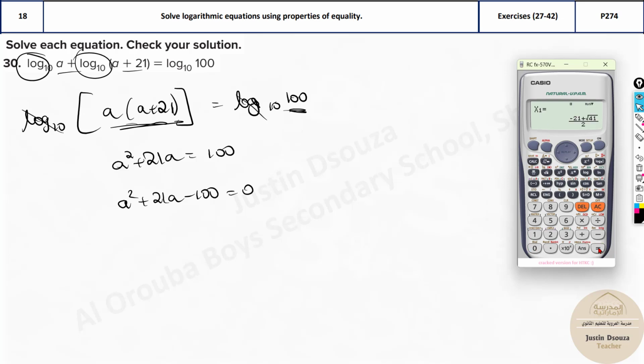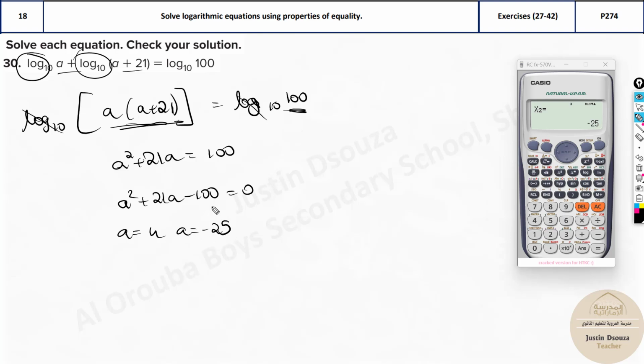Now, where did I do something wrong? Oh, I have written the equation wrong. See, it's 121, minus 100. That's my mistake. What's the answer? 4 and negative 25. So let's write it directly: a equals 4, a equals negative 25.